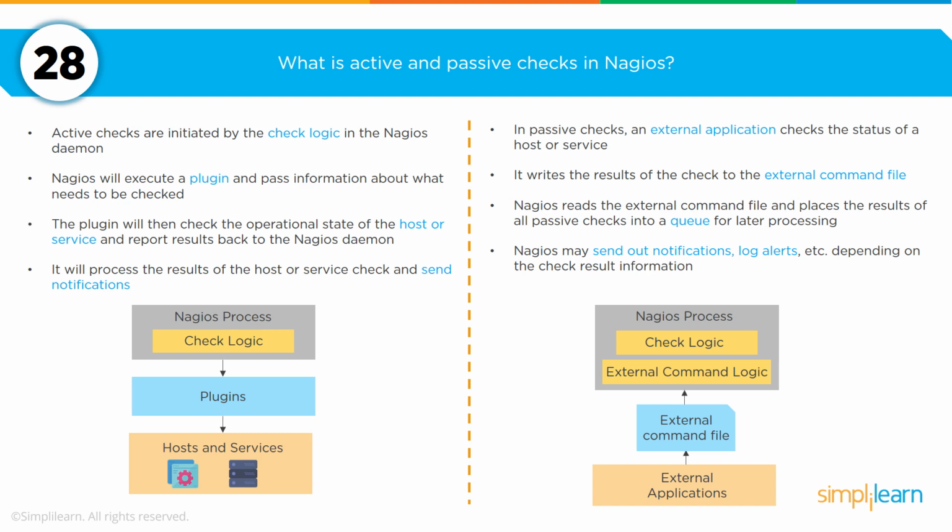In contrast, with a passive check, it is an external application that initiates the check. It writes the results of the check to an external command file. Nagios reads the external command file and places the results of all passive checks in a queue for later processing, so you can go back and revalidate. And then Nagios may send out notifications, log alerts, etc., depending on the results that it gets from checking the information.